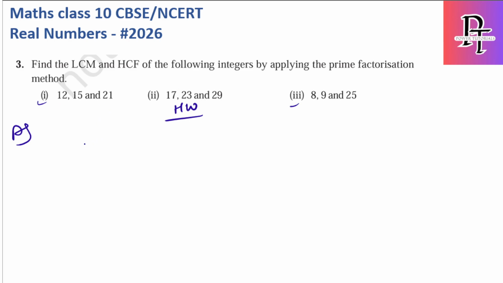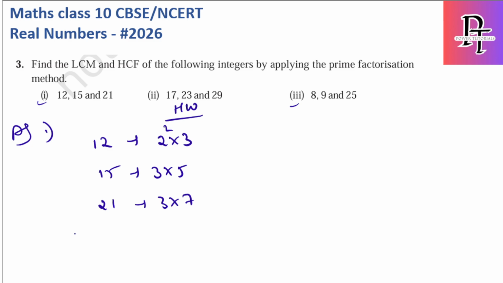12, 15, 21. I'll solve one by one. Okay, 12, 15, 21. So 12 is 2 into 2 into 3, which is 2 square into 3, 15 is easy, it is just 3 into 5. What about 21? Also it is easy, it is 3 into 7.